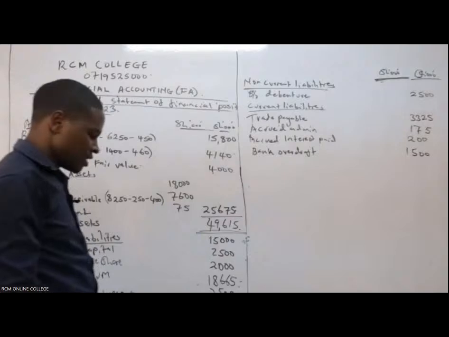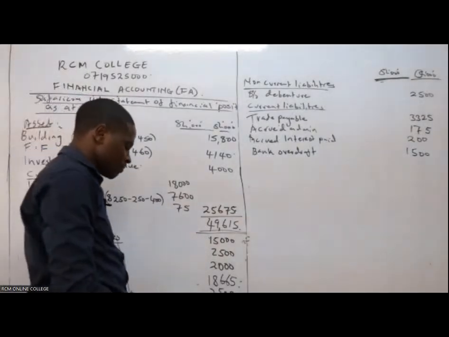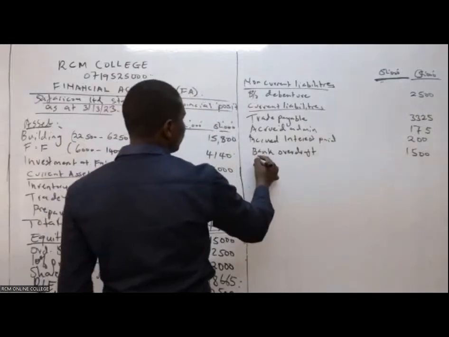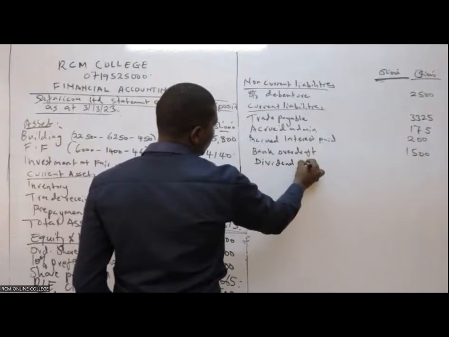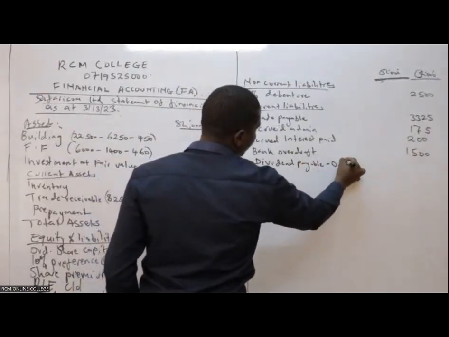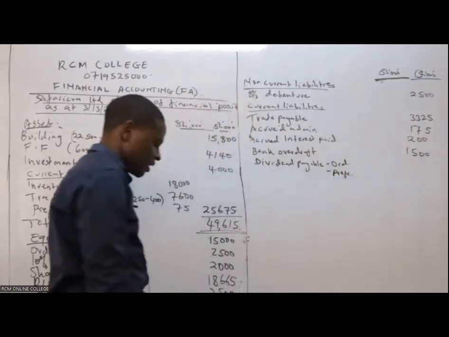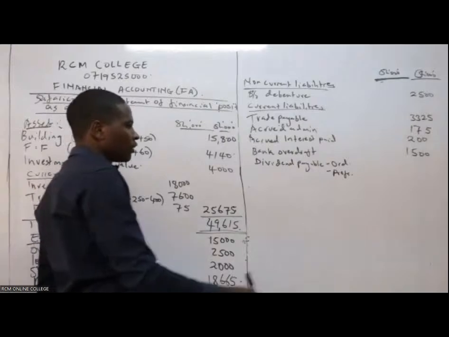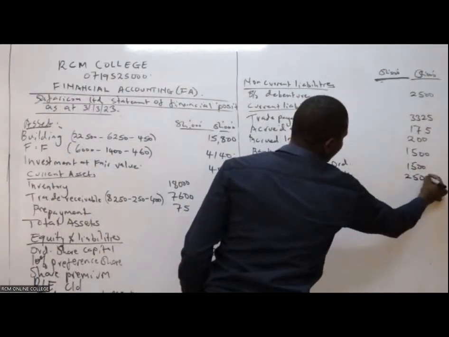Then the last thing is the dividend payable to ordinary shareholders and preference shareholders. The preference shareholders were paid too. It was 1,500 and 250.